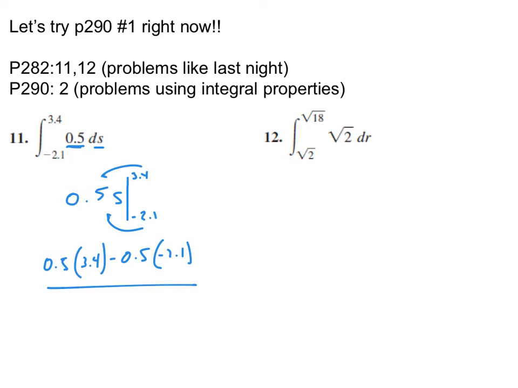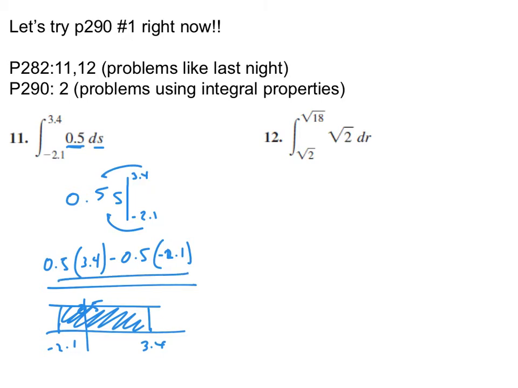So what did we really just do here? It's a constant function up at 0.5, and I'm going from negative 2.1 to 3.4. So I'm basically finding the area of this big rectangle. And it kind of makes sense in what I'm seeing here. The whole width of the rectangle would be 3.4 plus 2.1, and that's happening in this calculation. And then just multiplying by a height of a half. So it's really just finding the area of a rectangle. Same thing with this next one.